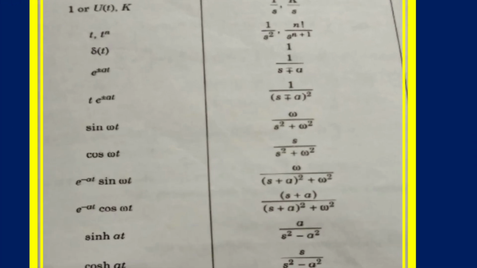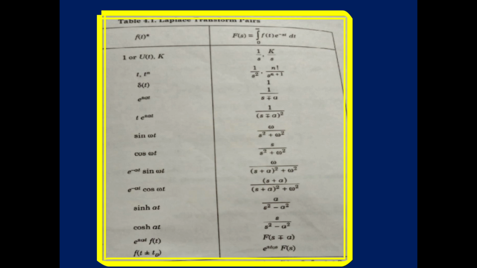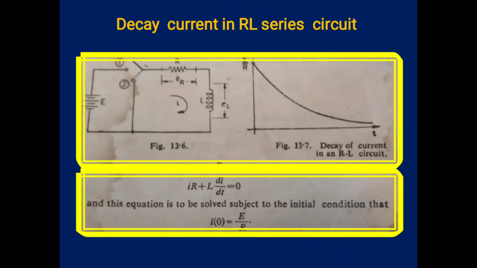Before going for that, you have already gone through the Laplace transform. I have given you a table that contains Laplace transform pairs for your reference. You go through that. Using these pairs only, we are going to solve this, because we are not going to calculate the initial value and final value. Here, for calculating the decay current, I am using the Laplace transform.